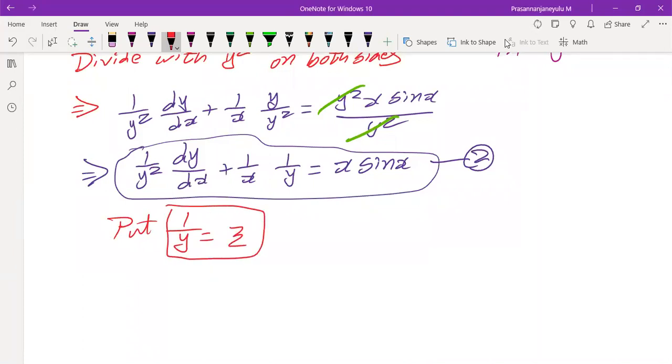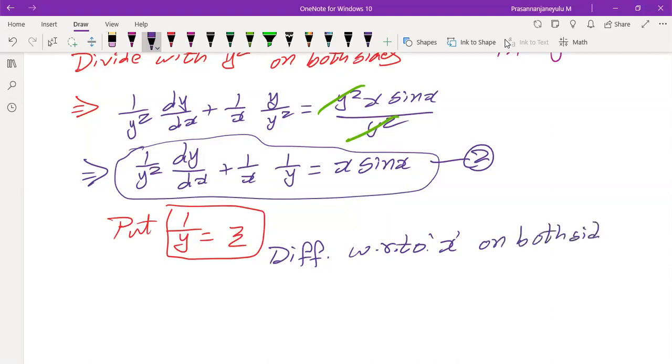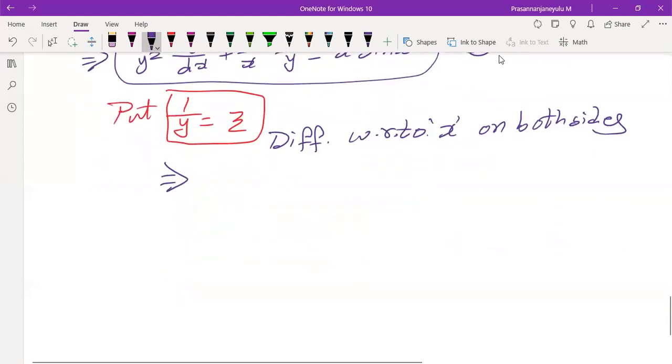When we take a new variable, then immediately what we have to do? Differentiate on both sides with respect to which variable? What is the independent variable in equation number 2? X. So differentiate on both sides with respect to the x variable. Then what is the differentiation of 1 by y with respect to x? Minus 1 by y square into dy by dx is equals to dz by dx.